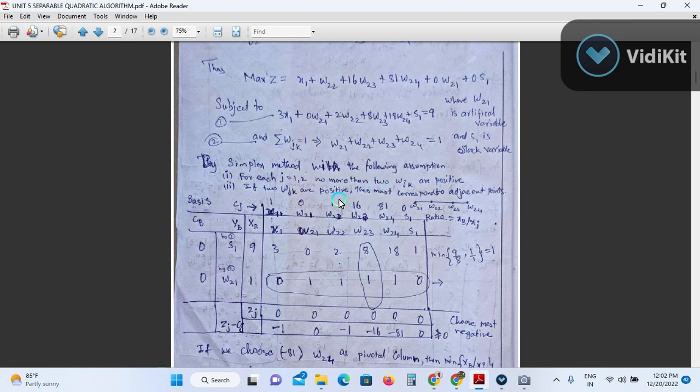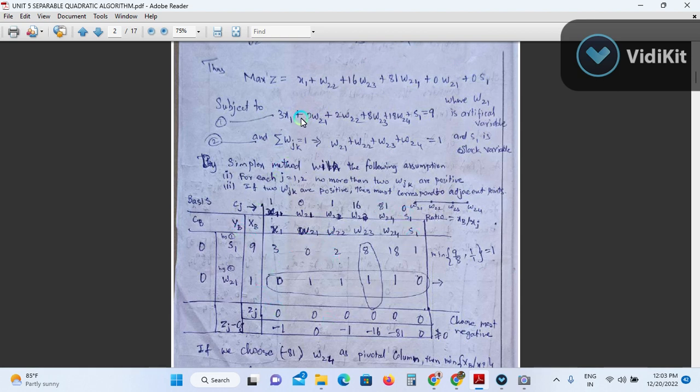The next condition is, if there are 2 wjk that are positive, then they must be adjacent, right? What does adjacent mean? For example, according to the previous observation, w21, w22, w23 and w24. Here w21 and w22 are adjacent, but w21 and w23 are not adjacent. w21 and w24 are not adjacent. That is the meaning, right? So under these two assumptions, we proceed further for a given objective function and constraints, and we put them in the simplex table format. We are already familiar with that case.